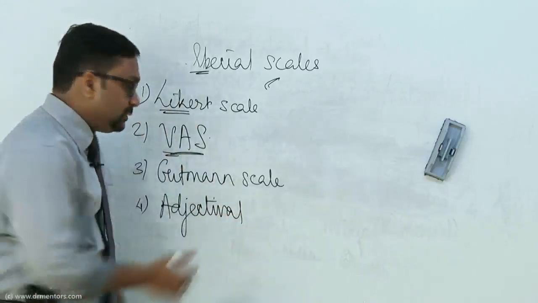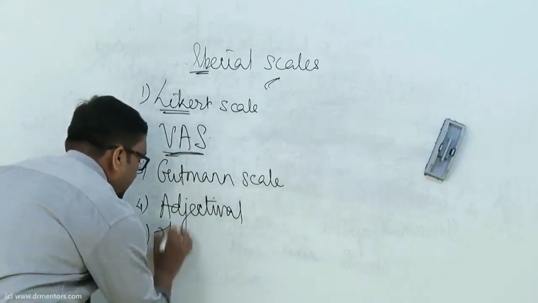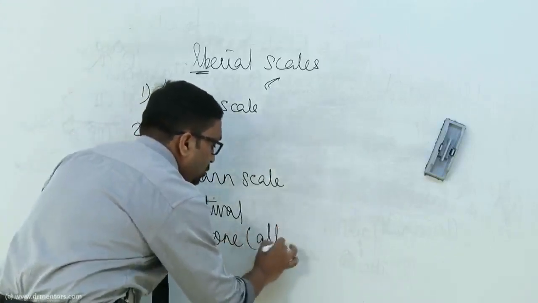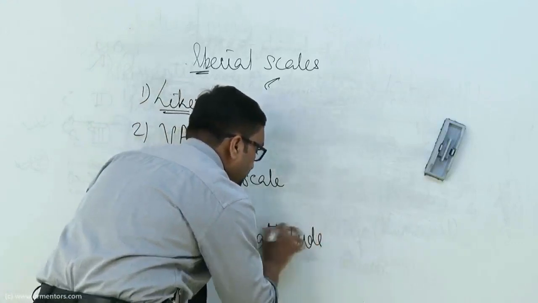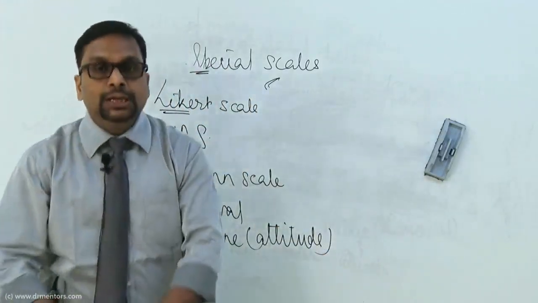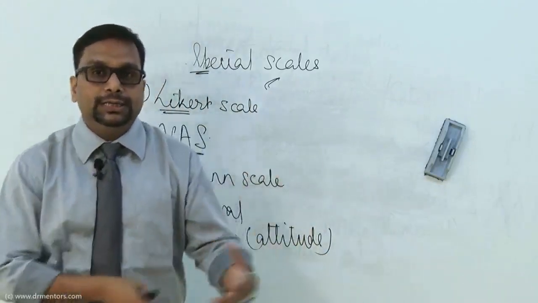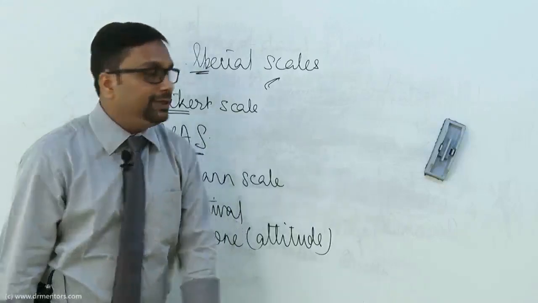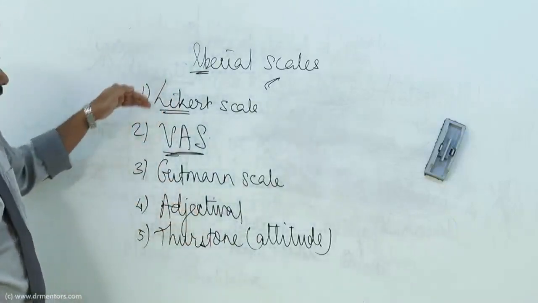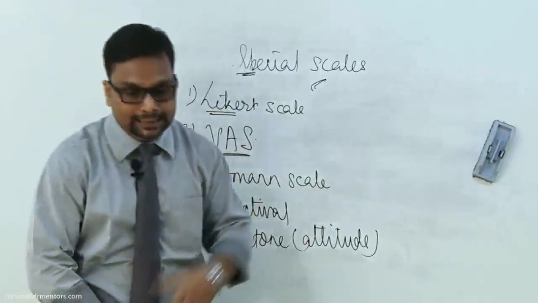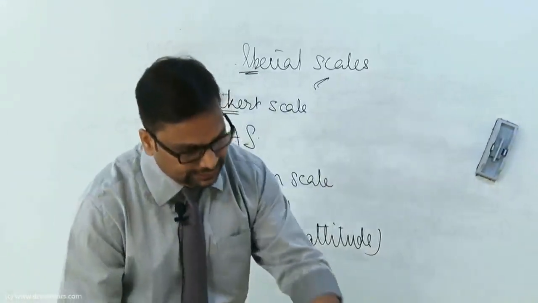And just to end the list, I will say the fifth type of special scale is also known as Thurstone scale, which is used to measure the attitude of the person. Even this I have seen in one of the recent exams. And so apart from your nominal, ordinal and metric scale, there are some special scales which are used in measurement, and these scales are Likert scale, visual analog scale, Guttman scale, adjectival scale and Thurstone scale. Now to see its importance, let's see the MCQ.